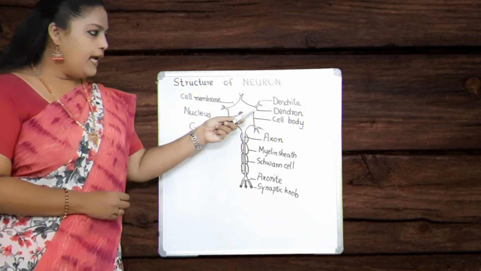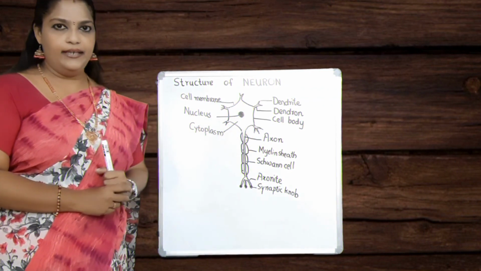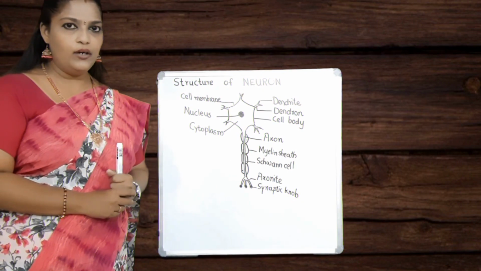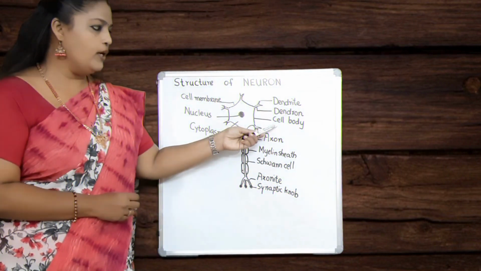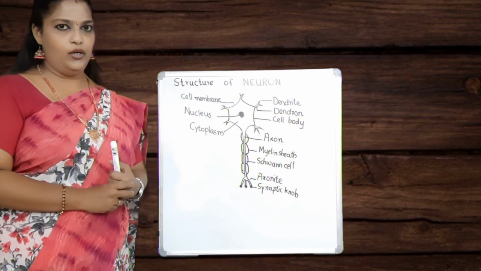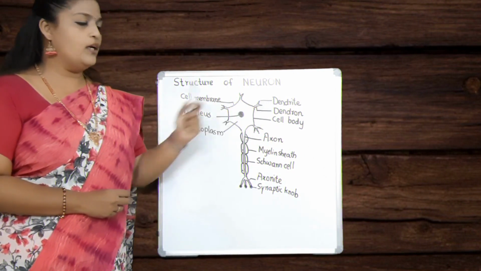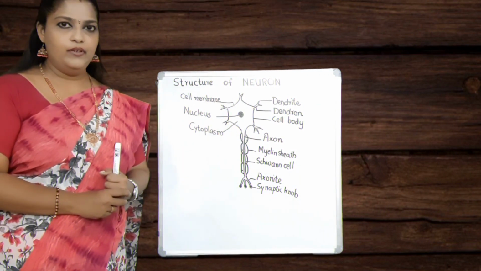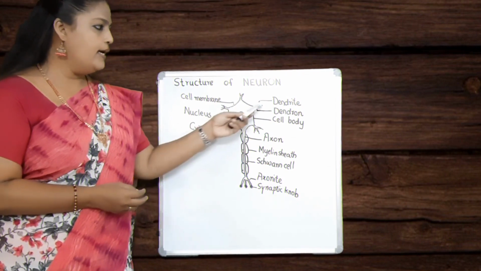The short branch arising from the cell body is known as dendron. The dendron again branches, which is known as dendrite. So in a simple way we can say that the branch of dendron is called dendrite.